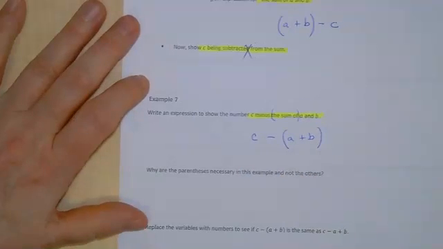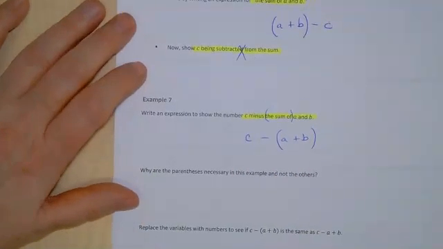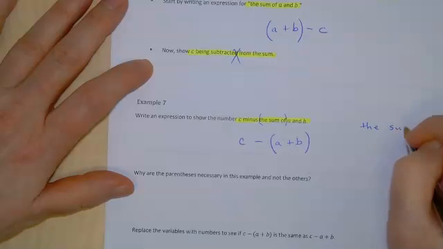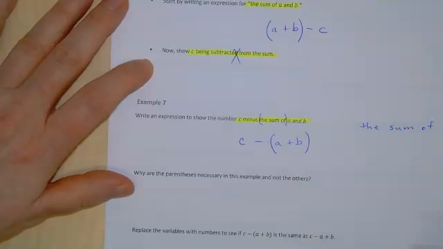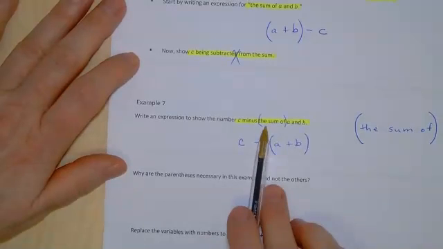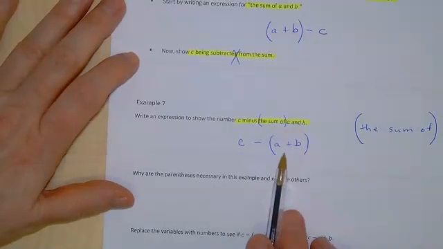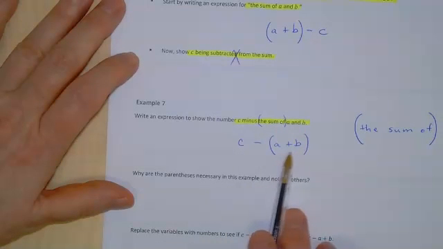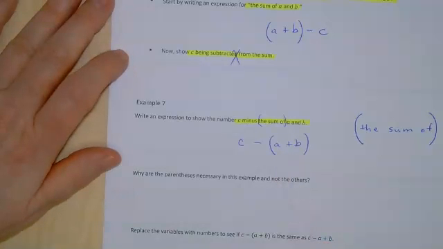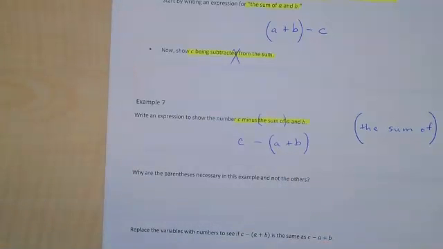Okay, so here's the second clue. Clue number 2: whenever you see the words "the sum of," put parentheses around whatever they're talking about. So if they say the sum of A and B, then you have to get the sum of A and B. A and B has to be in parentheses. So those are really the only 2 things: the "less than" thing and the "sum of" thing.